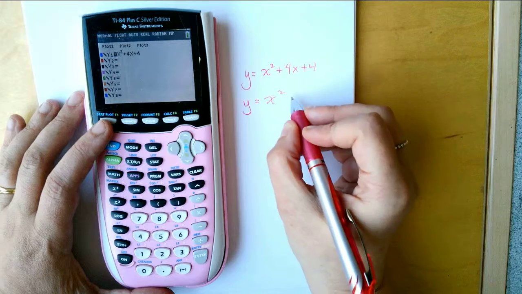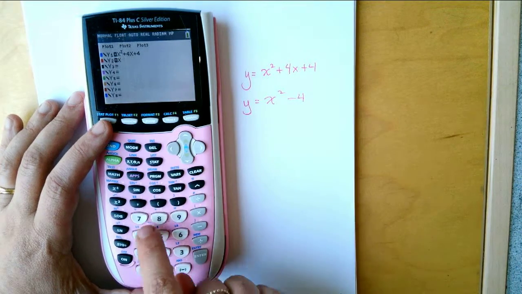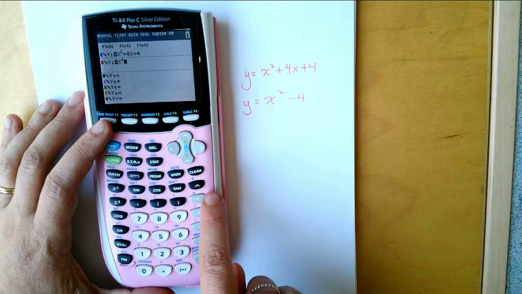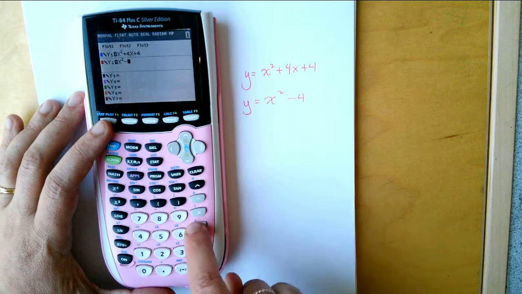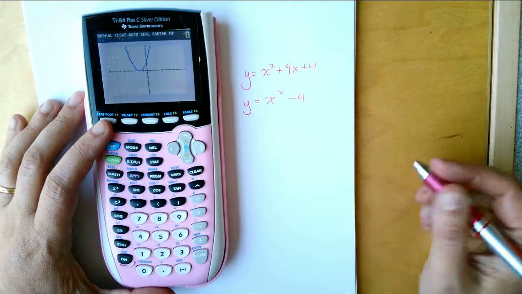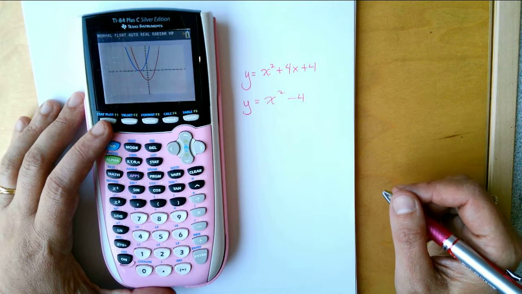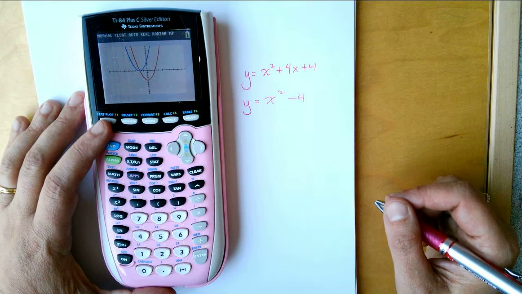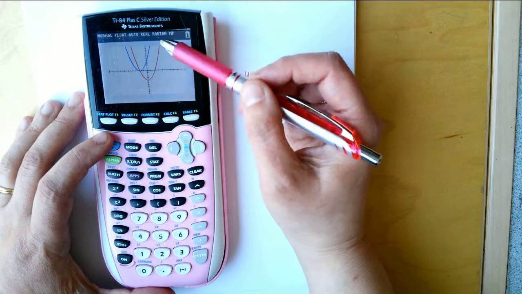Maybe I have x squared minus 4, and if I type that in, I have x, there's my squared button, or you can use this little caret button for the exponent, minus 4, and then I press graph. I can see how that graph is different than the other one because they're in two different colors. Now, from the graph, you can't really tell what the ordered pairs are.